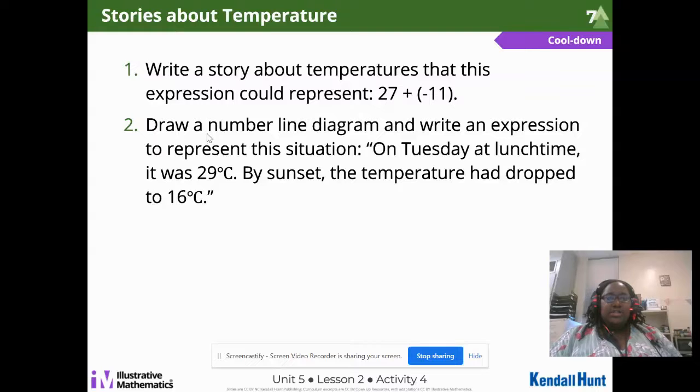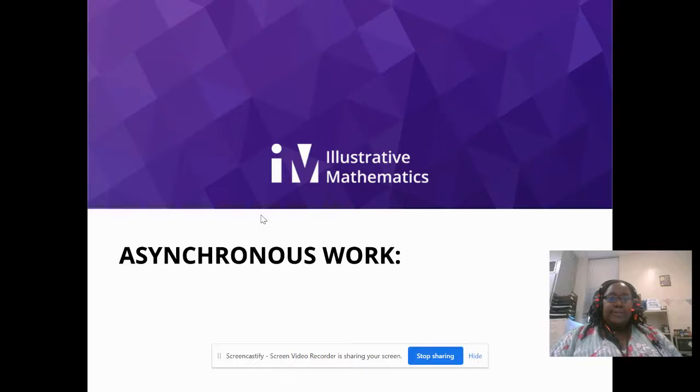And then finally, question 2 is asking you to just draw a number line looking at this particular scenario. So on Tuesday at lunchtime, it was 29 degrees Celsius. By sunset, the temperature had dropped to 16 degrees. So it's asking you to draw a number line to represent the situation and then write an expression that will also represent the situation. So it's two questions that you're answering here.